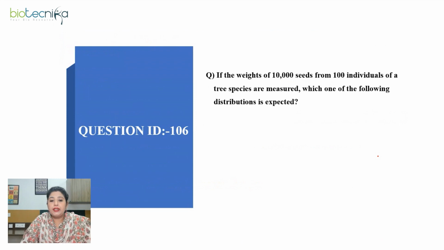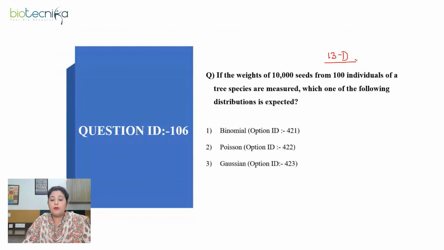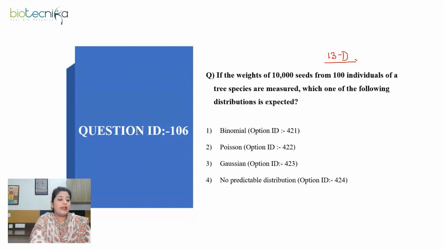Coming to another question. This is another question from subunit 13D, statistical methods. If the weights of 10,000 seeds from 100 individuals of a tree species are measured, which one of the following distributions is expected? In the options, it is binomial, Poisson, Gaussian, and no predictable distribution. If you have studied these statistical methods, these probability distribution methods in detail, you can easily answer this question.